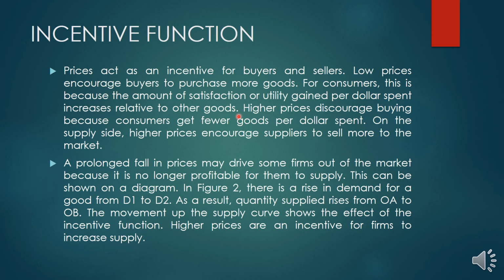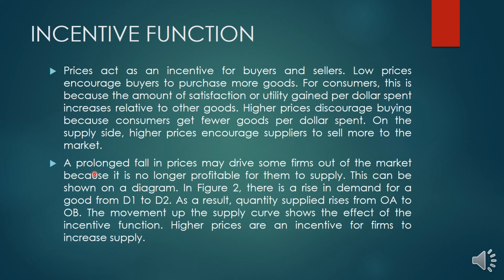So higher prices discourage buying. Why do higher prices discourage buying? Because the utility we are receiving per dollar is reducing. When the price falls, the utility we are receiving per dollar is increasing. Clear? So that is called the incentive function. Increasing the utility is an incentive, and reducing the utility is a disincentive. On the supply side, it is the opposite. When the price of the product is very high, the producer will get more profit, so higher prices encourage the suppliers to sell more to the market.